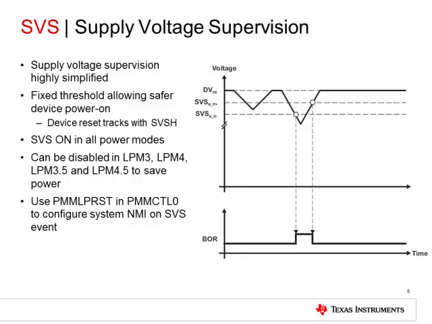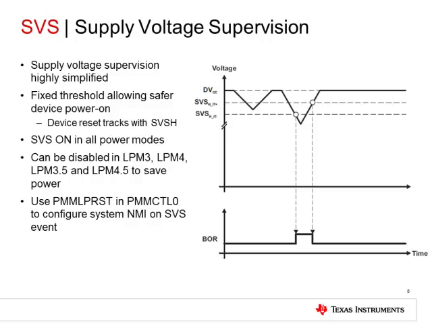After powering up and during operation, the SVS function detects when the supply voltage falls below a specified threshold and alerts the application accordingly. In the FR59X device, there is an additional option to set the device in LPM4.5 when an SVS event due to power fail occurs.